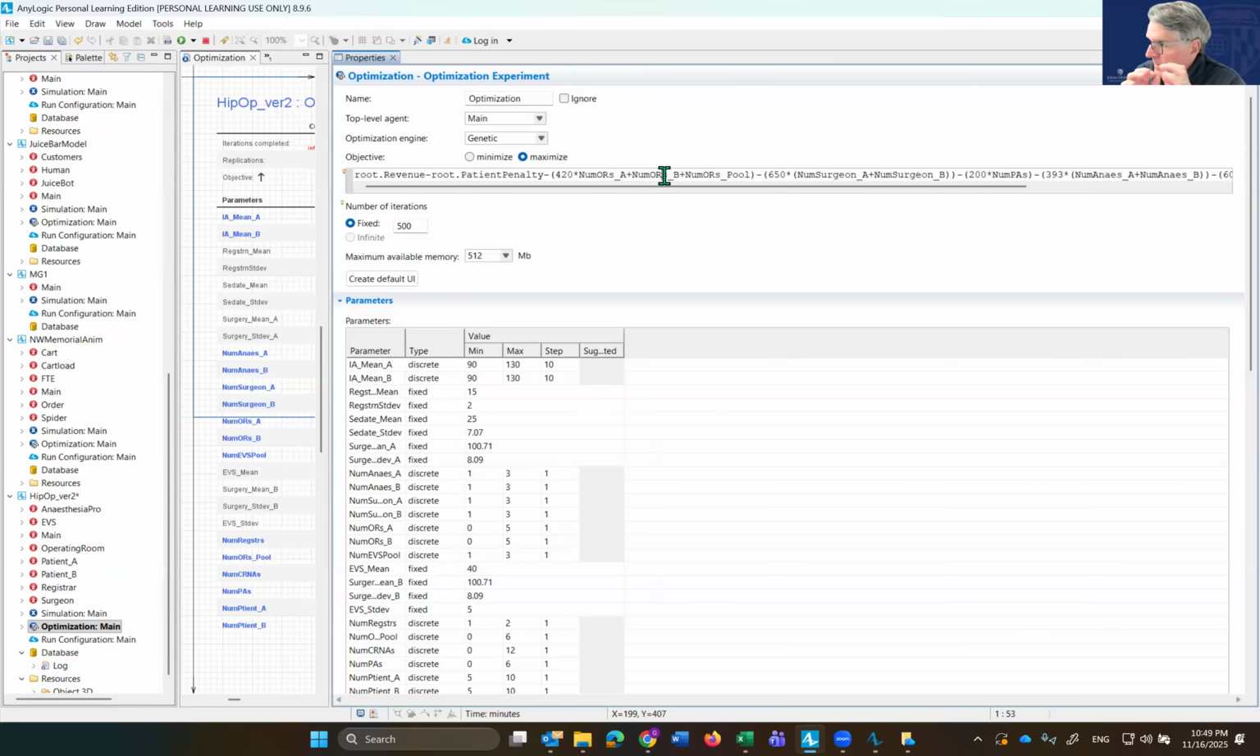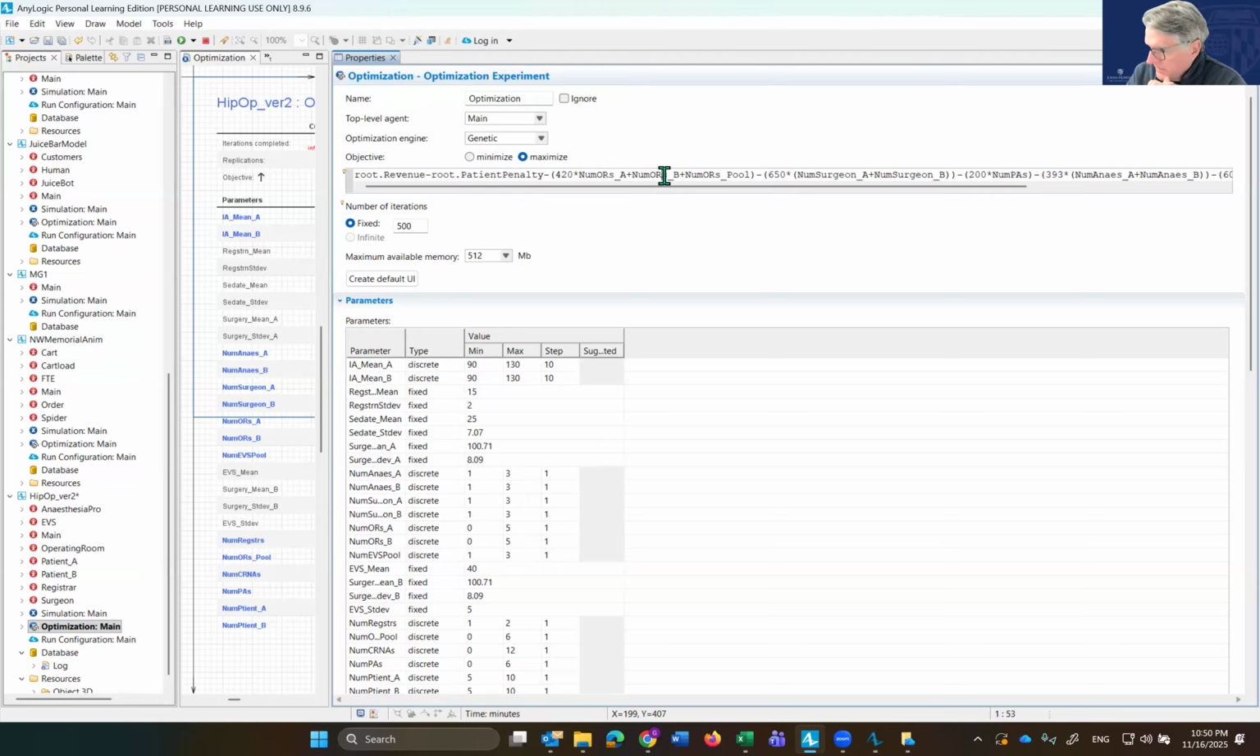So essentially, the big picture of what this optimization tool is doing is making basically a whole variety of changes in concert. For example, changes to the cadence, changes to the number of anesthesiologists, surgeons, PAs, CRNAs, and so forth, with the aim of maximizing an objective function.